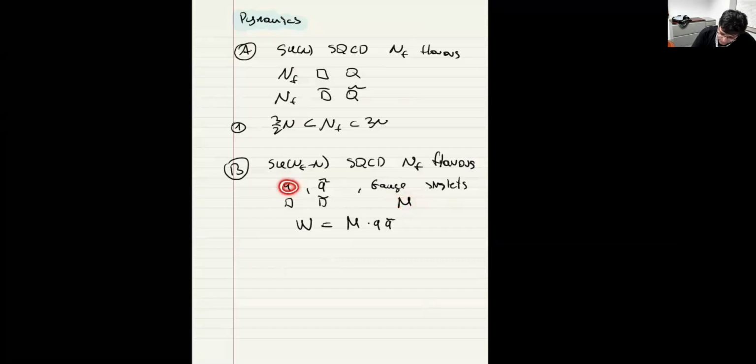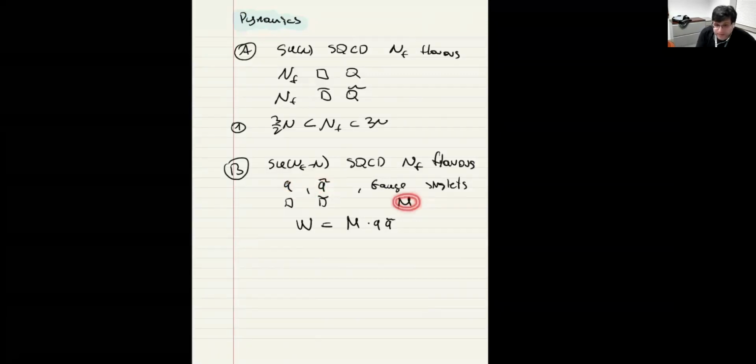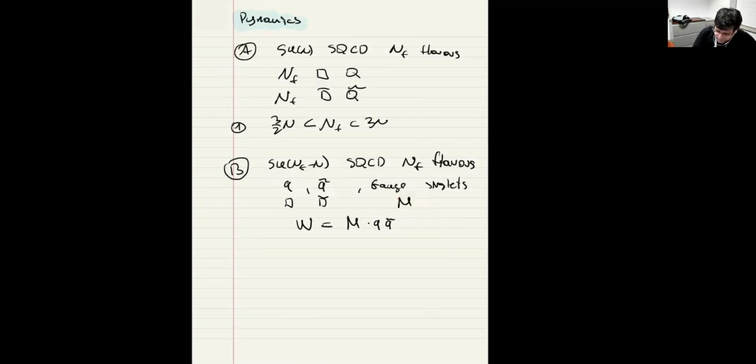We have an F squared of these M's, and we couple these fields with this type of a superpotential. And the statement is that these two theories, theory A and theory B, flow to exactly the same fixed point in the infrared.